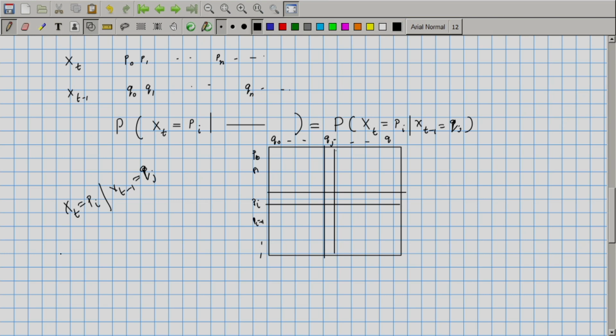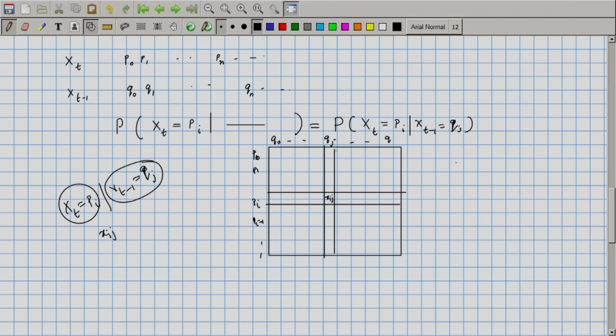Okay. So, let us say we call this probability x i j. The probability that the random variable takes the value p i given that in the previous step, the previous random variable x t minus 1's value was q j, let us denote that probability by x i j. So, this matrix in some sense captures the information corresponding to how these random variables transition as time progresses.